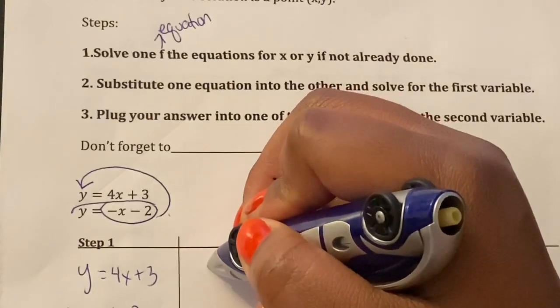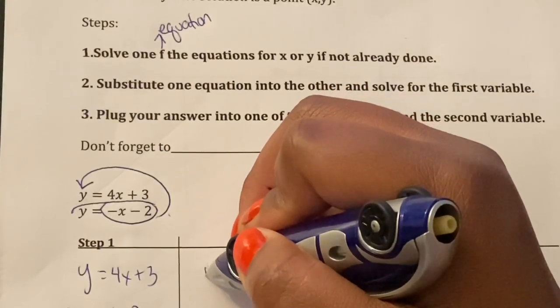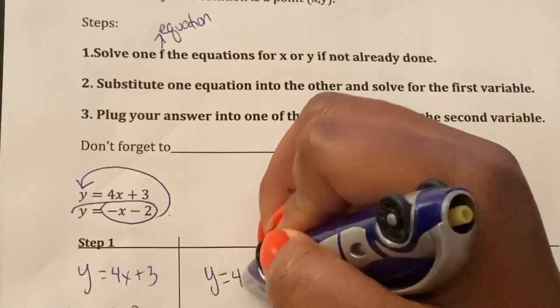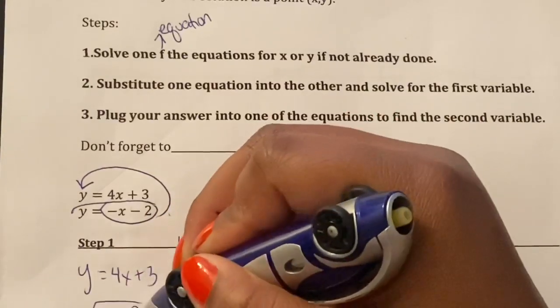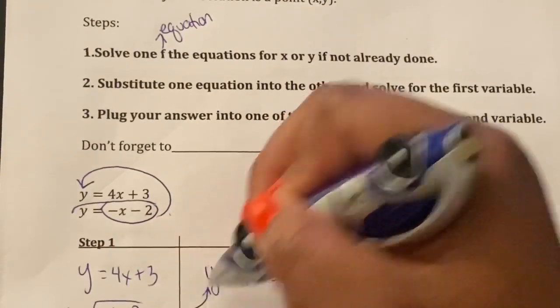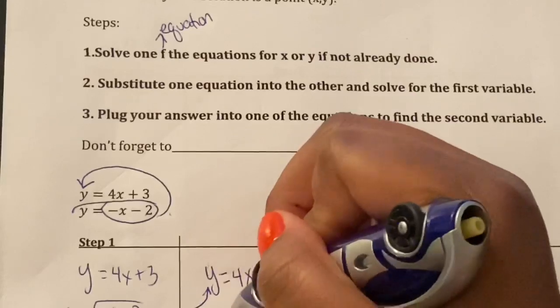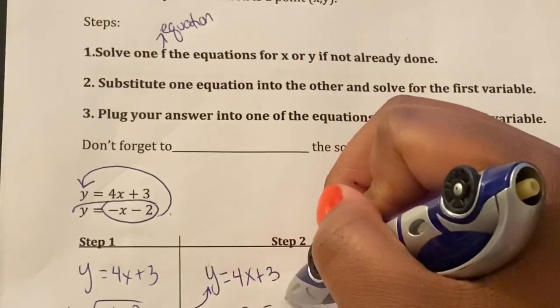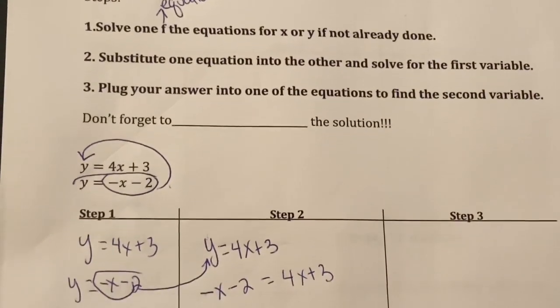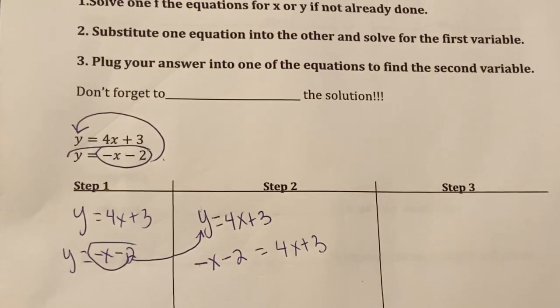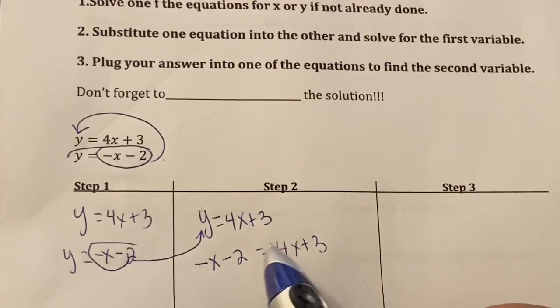So I have y equals 4x plus 3. Now I'm going to take this and I'm going to plug it in here for y. So it's become negative x minus 2 equals 4x plus 3. Okay. So what I did just now is I plugged in this negative x minus 2. I plugged it in for y. So then it becomes negative x minus 2 equals 4x plus 3.